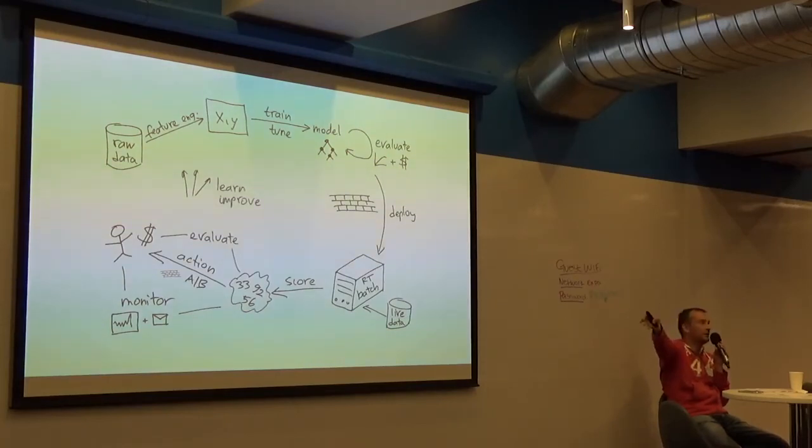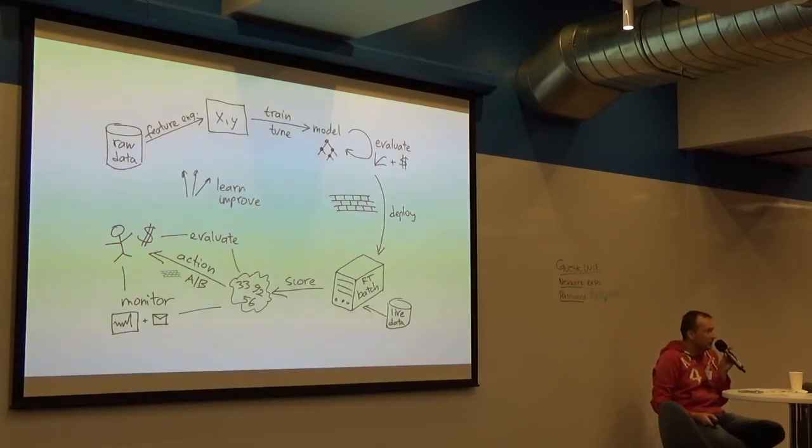Models will degrade in time because of non-stationarity. Things will change. Also, if you do evaluation on the live data, you might be able to find bugs. You also might be able to detect data leakage.